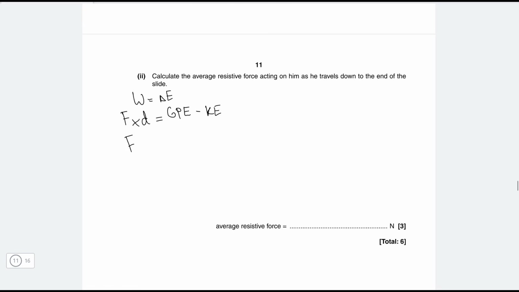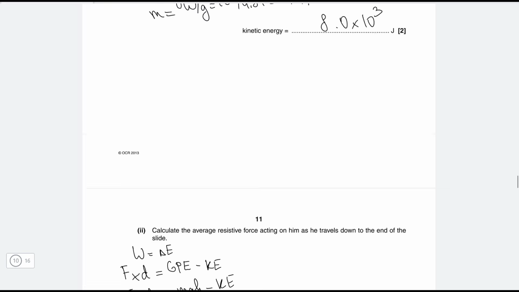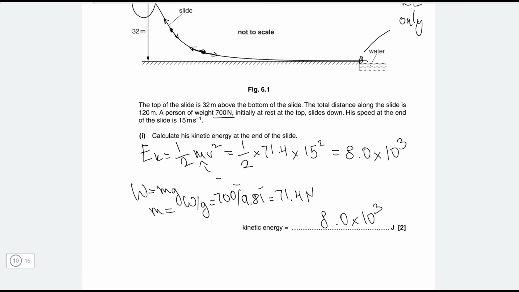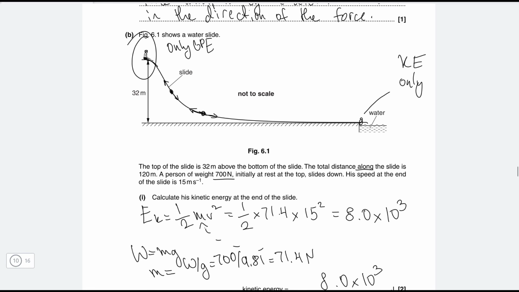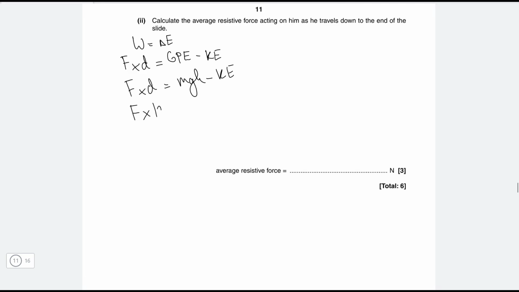So force times distance will be equal to our GPE, which is mgh, take away the kinetic energy, which we already have the number for actually. So force times now our distance along the slide, we're actually given this, the total distance along the slide is 120 meters. So this means that this whole line here is 120 meters. So our distance is 120, which is equal to mgh. We know that mg is 700 because the weight was 700.